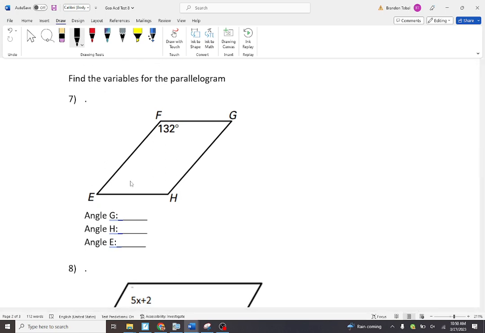All right. Parallelograms have special properties. First off, for the inside of a parallelogram, you could technically do the equation 180 times n minus 2. You'll find that it's always 360 because they're always four-sided shapes. But parallelograms have a special property. The angles diagonal to each other are what? Equal. So this is 132. Angle H must be 132.